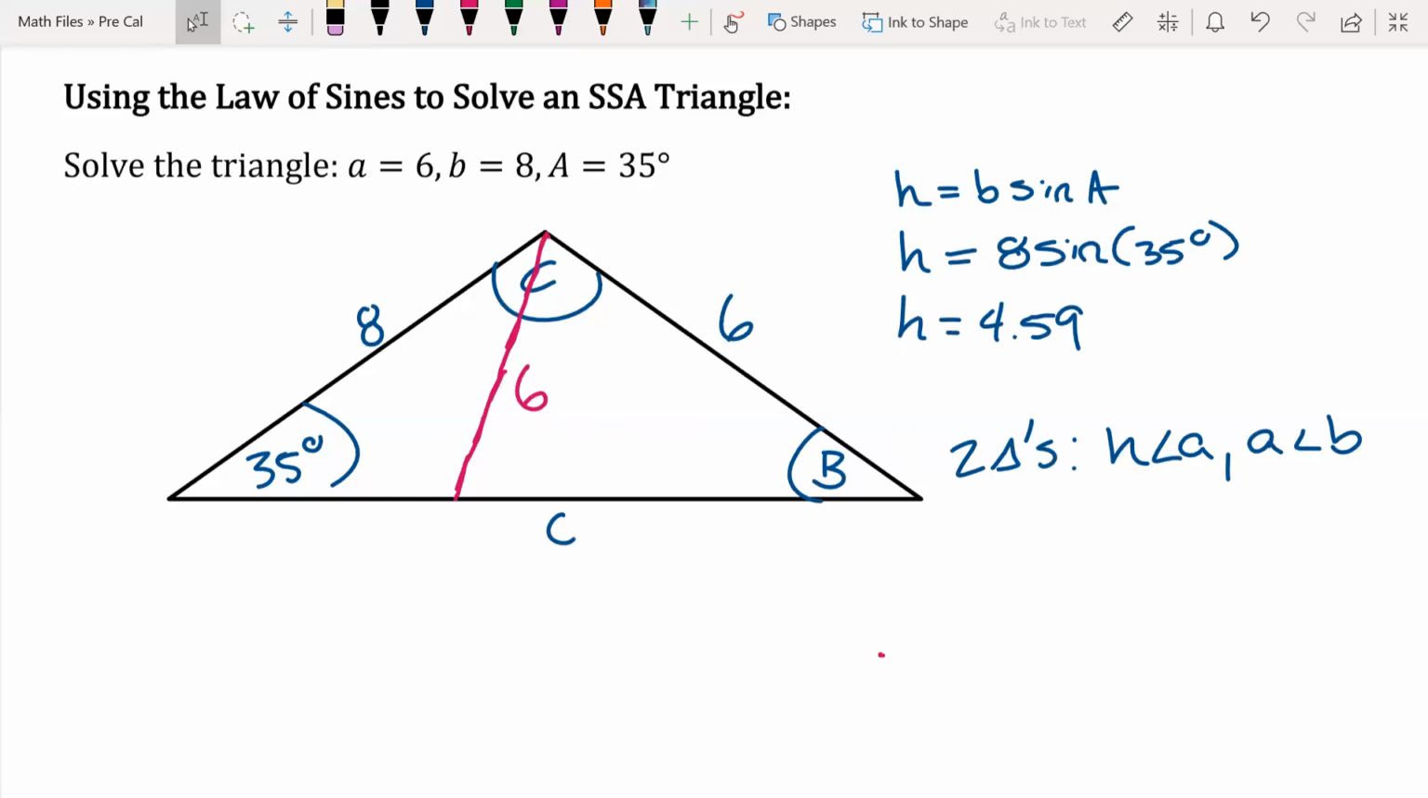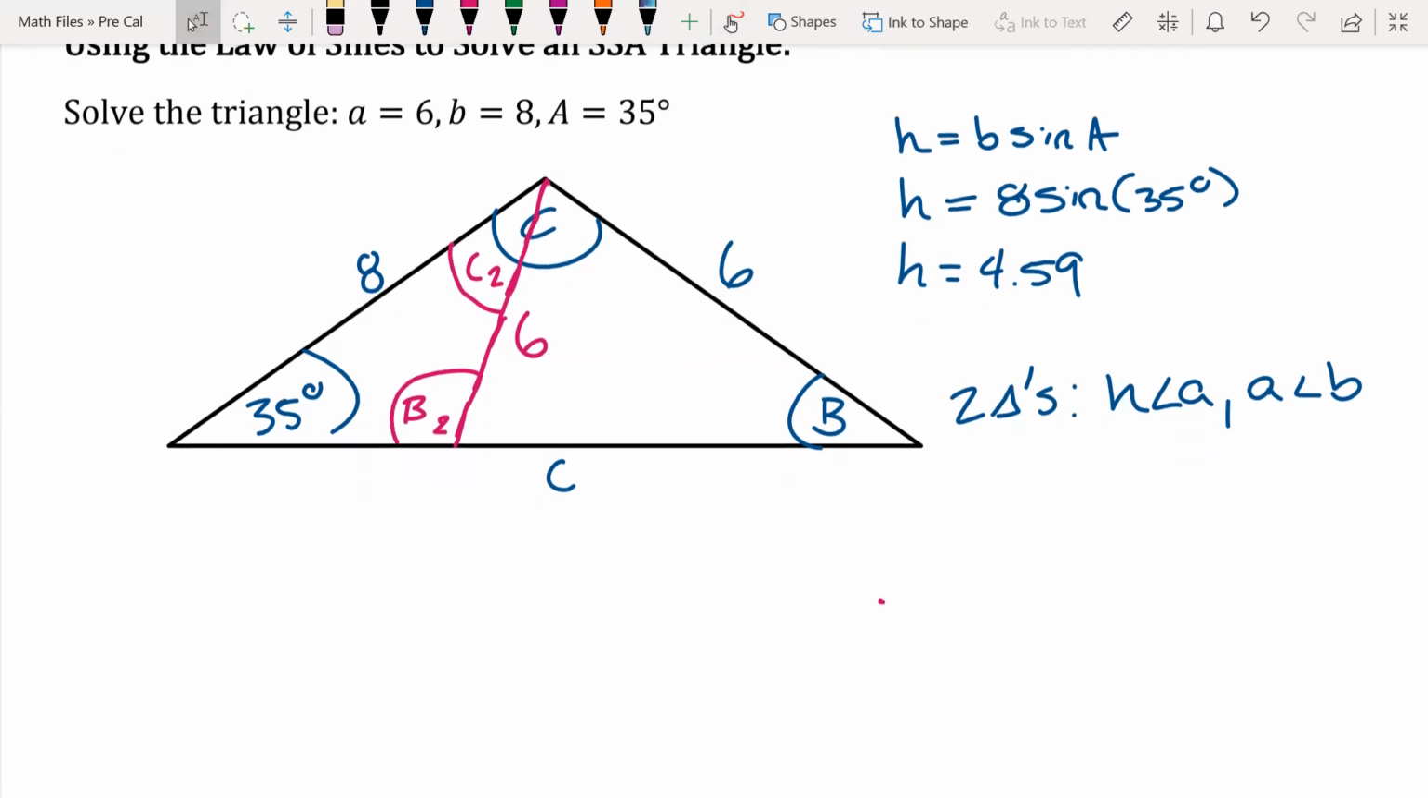Okay. So now let's go ahead and just find information for our first triangle, which means when I label the rest of this, we're going to call this angle B2. And then up here, this is now going to be angle C2. Okay. So let's go ahead and find the angles and information for the big triangle. All right. So with that being said.